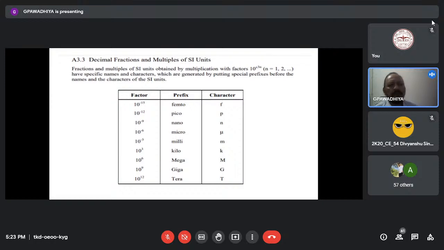Then we use prefixes for the units like femto, pico, nano, micro, milli, kilo, mega, giga, tera, and nowadays petaflops. Peta is also used. 10 raised to 15 is peta. Petaflops defines the computational speed of supercomputers. So nowadays, petaflop has also become popular. So these prefixes are attached to these units.